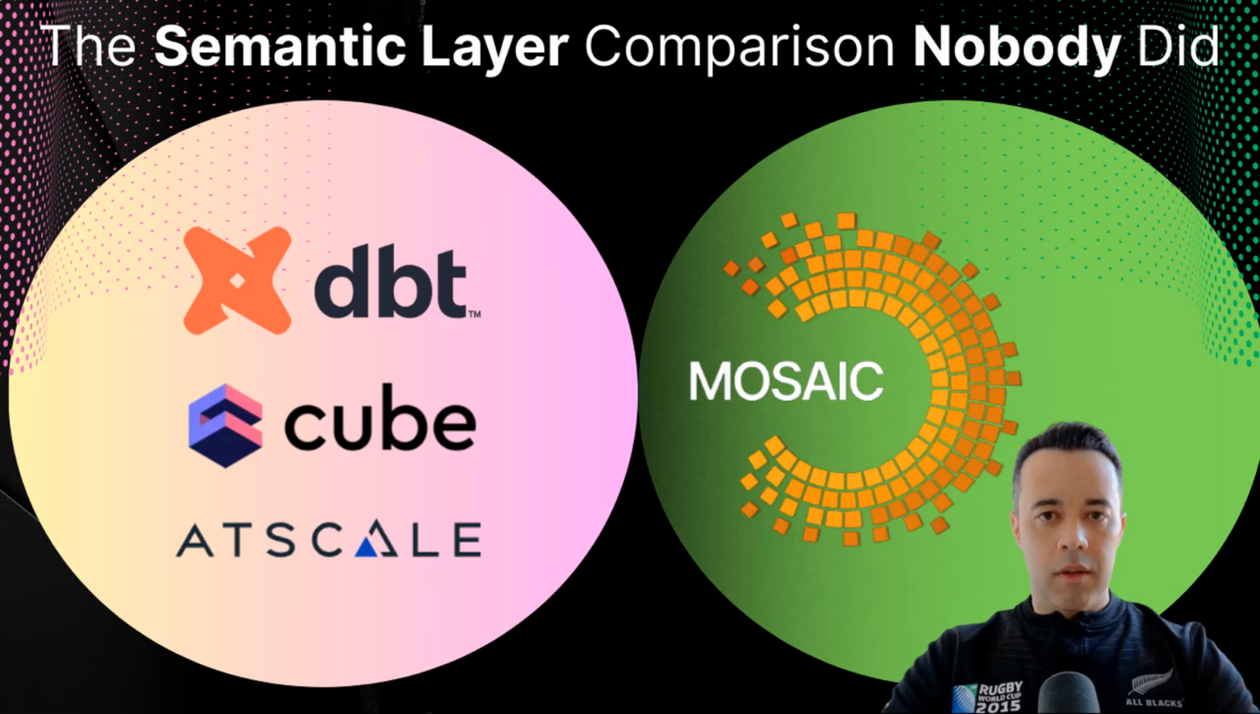It actually invented it. In today's video, I'm going to do the comparison that nobody in the data community has actually done properly. I'm going to put Strategy Mosaic in the same table as dbt, Cube, AtScale, and others. And we're going to look at what actually matters when choosing a proper semantic layer for your organization. No fluff, no vendor slides, just a real comparison. Let's go.